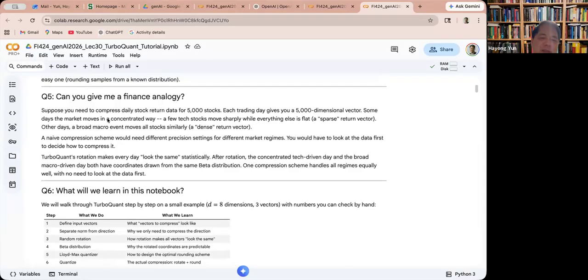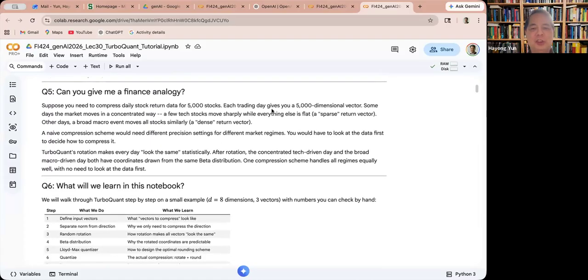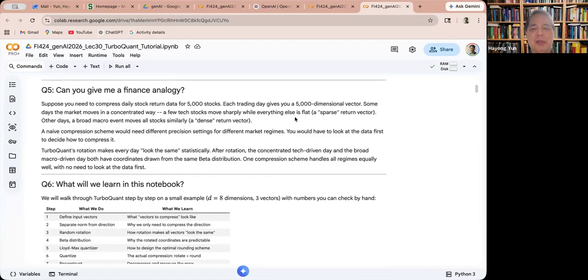So what's the finance analogy, if you care? Suppose you need to compress daily stock returns data for 5,000 stocks. Each trading day gives you a 5,000-dimensional vector. Some days the market moves in a concentrated way: a few tech stocks move sharply while everything else is flat, like a sparse return vector. Other days a broad macro event moves all stocks similarly, like a dense return vector. A naive compression scheme would need different precision settings for different market regimes, right?